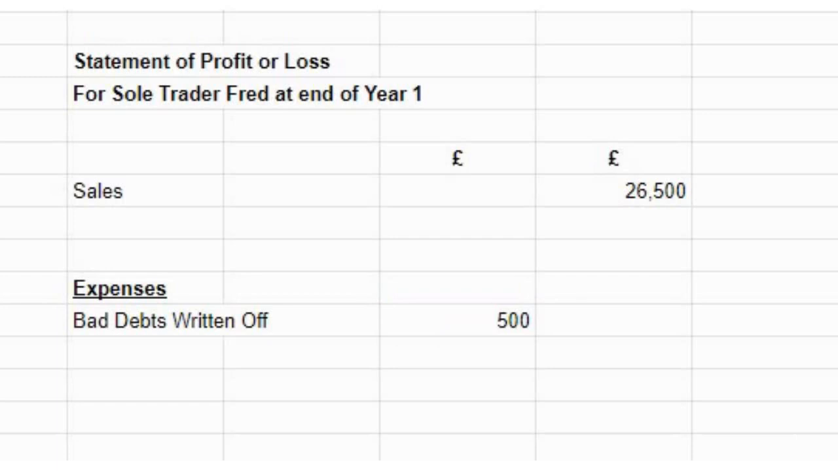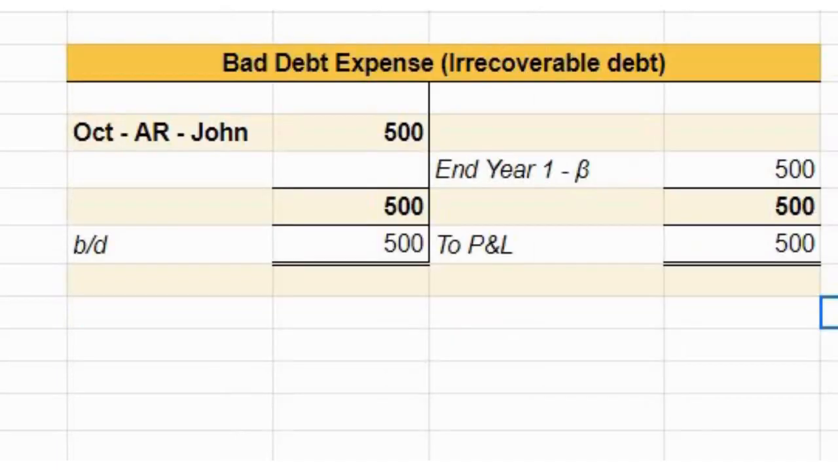And here's the profit and loss, and the expense for bad debts is the full £500 that John didn't pay to Fred. And notice that there is no balance to bring down. The two double lines indicate the balance is now 0. The bad debt expense has been transferred or emptied into the profit and loss for the end of year 1.